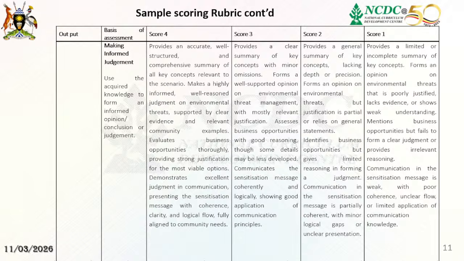A learner who will give a general summary of key concepts, where these concepts will be lacking depth or precision, that learner will qualify for a score of 2. A learner who will provide a limited or incomplete summary of key concepts, or provide poorly structured, vague, or unrelated information, that learner will score a 1.